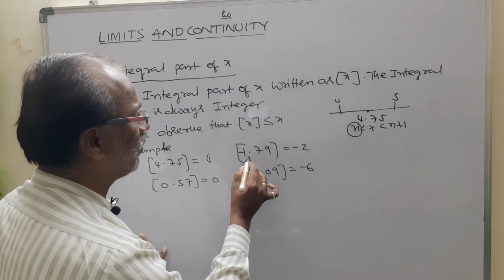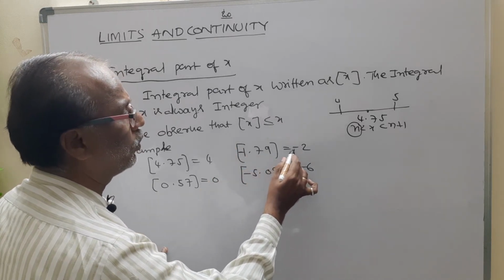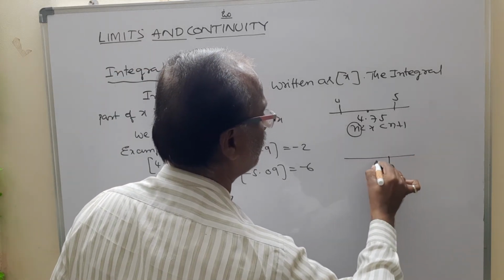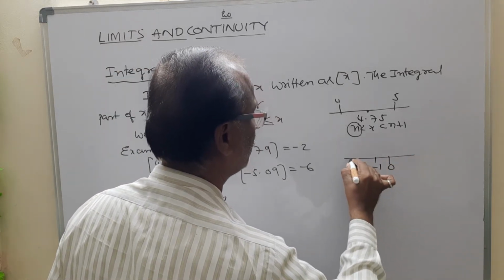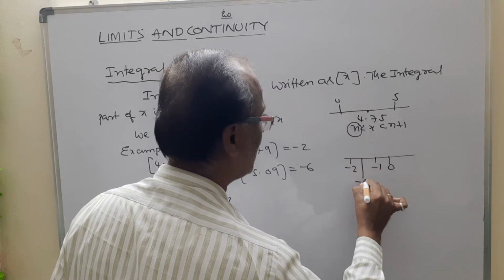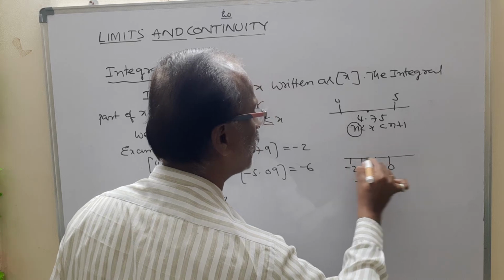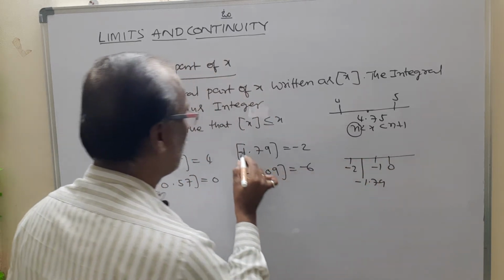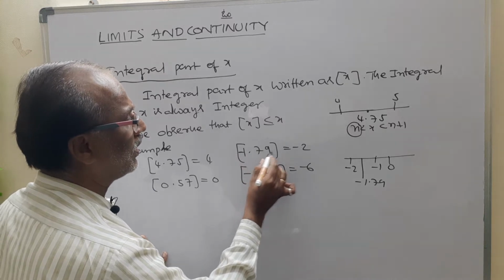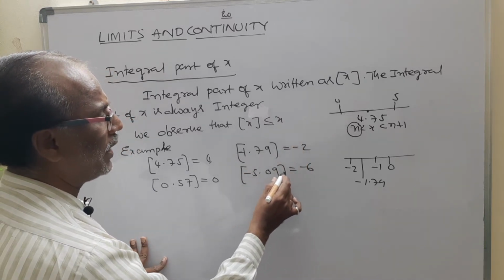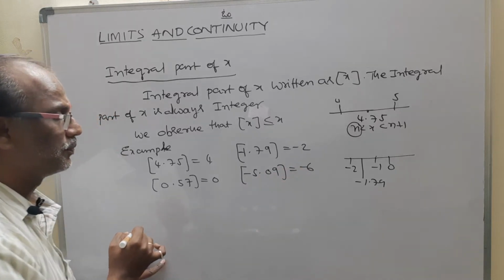Box minus 1.79 equals minus 2. Here we have 0, minus 1, minus 2. Minus 1.79 lies between minus 2 and minus 1, and the integral part is minus 2. So box minus 1.79 equals minus 2. Box minus 5.09 equals minus 6.